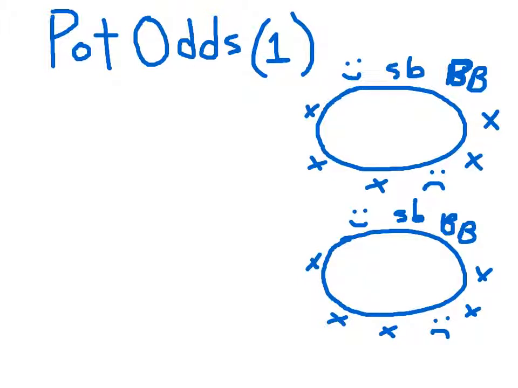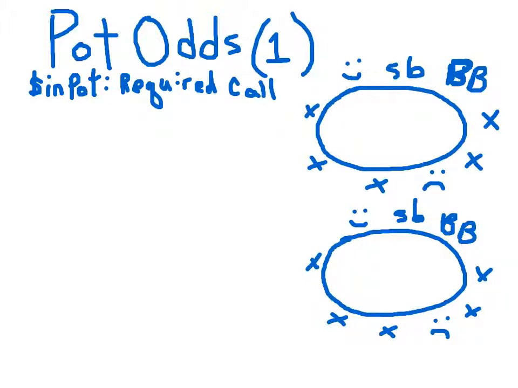In terms, it's the ratio of the money already in the pot to the money that's required from you in a call to continue in the hand. We could simplify these phrases and just say pot odds are the ratio of the pot to a call that you have to make.